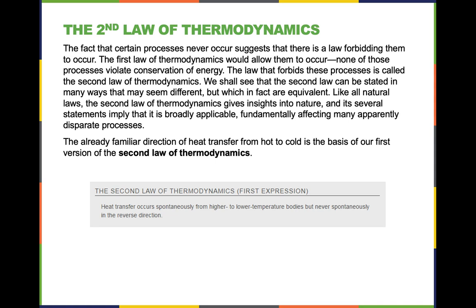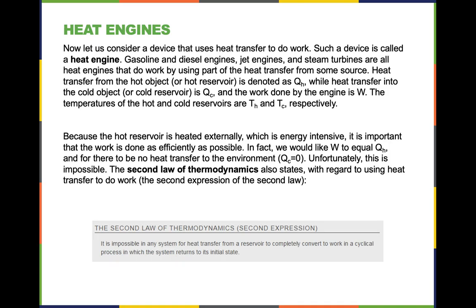The already familiar direction of heat transfer from hot to cold is the basis of our first version of the second law of thermodynamics. So the first expression: heat transfer occurs spontaneously from higher to lower temperature bodies, but never spontaneously in the reverse direction.